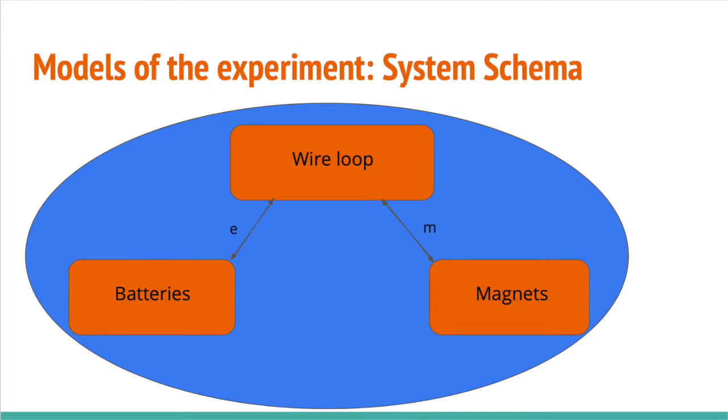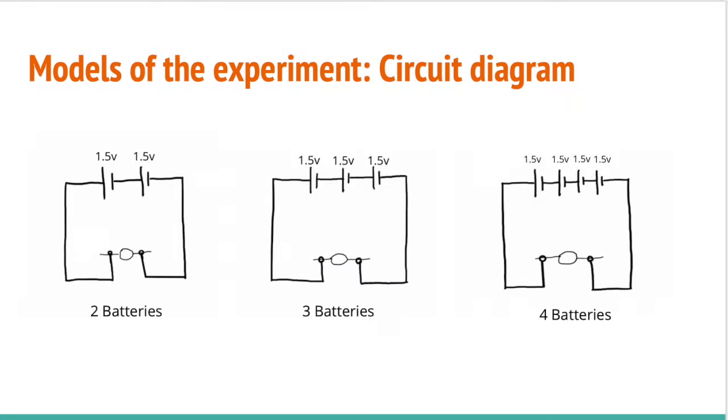In our system schema, we have batteries, the wire loop, and magnets. Current flows through the wire loop and the magnet creates a magnetic field on the wire loop. This magnetic field and current flowing through the wire loop creates a magnetic force. Another model to visualize our setup is to use a circuit diagram. Between the 3 circuit diagrams shown, you can see the difference between 2, 3, and 4 batteries within our circuit.